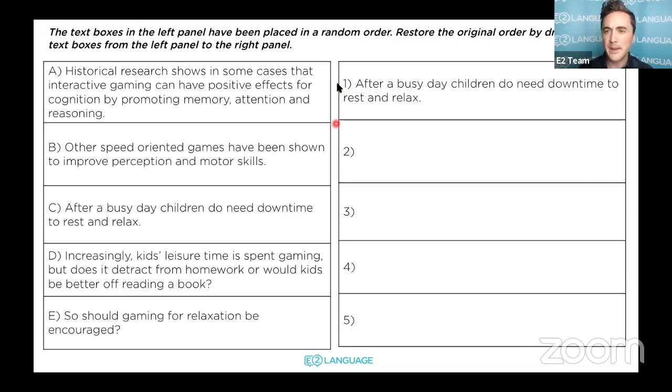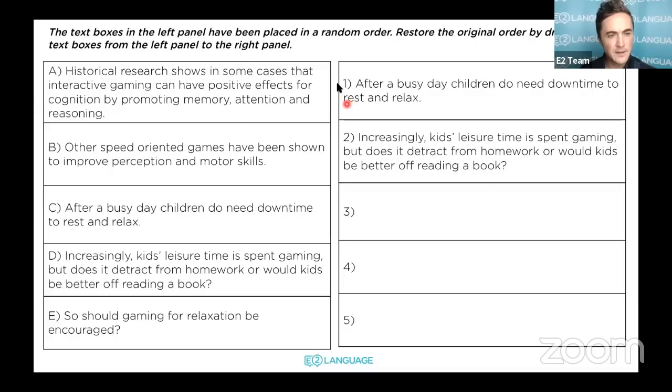Okay, so the independent sentence here, the only one that works, because then the rest of the sentences can follow on correctly from this, was C. After a busy day, children do need downtime to rest and relax. Okay, if you had A, you can't then pin the rest of the sentences to it because you're going to run into a problem where there just won't be a logical connection. Okay, so let's go through this one. I'll show you what I mean. So C, followed by D. Increasingly, kids' leisure time is spent gaming, but does it detract from homework, or would kids be better off reading a book?